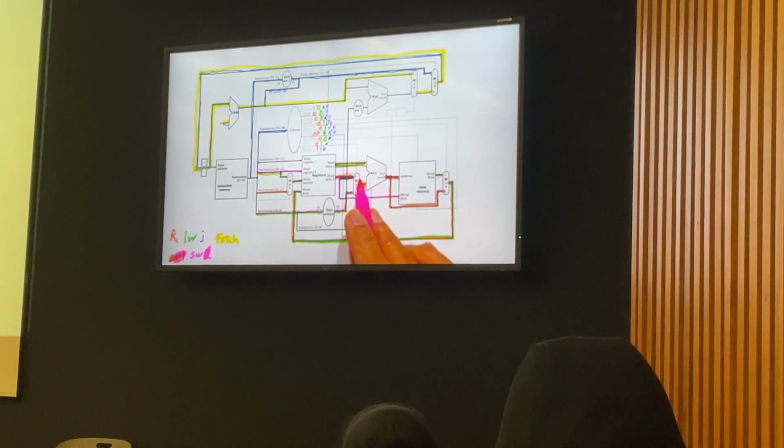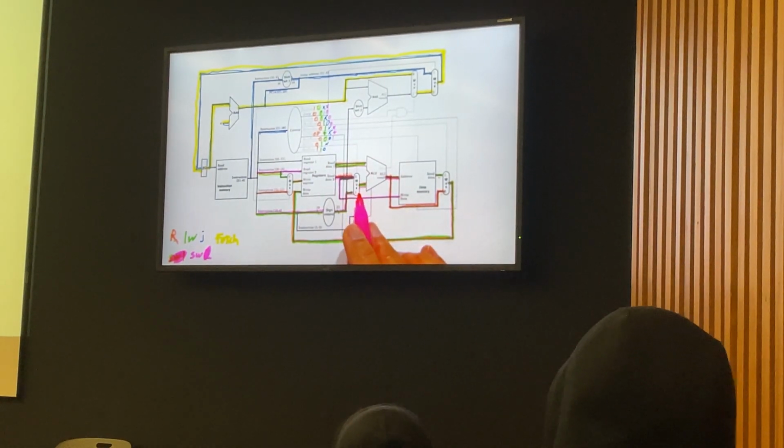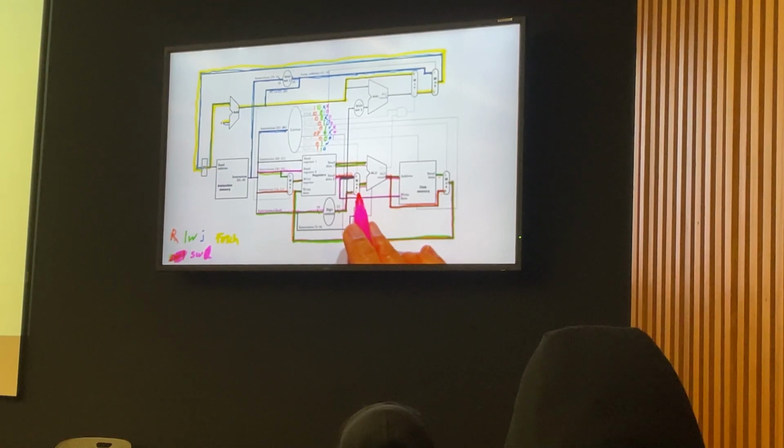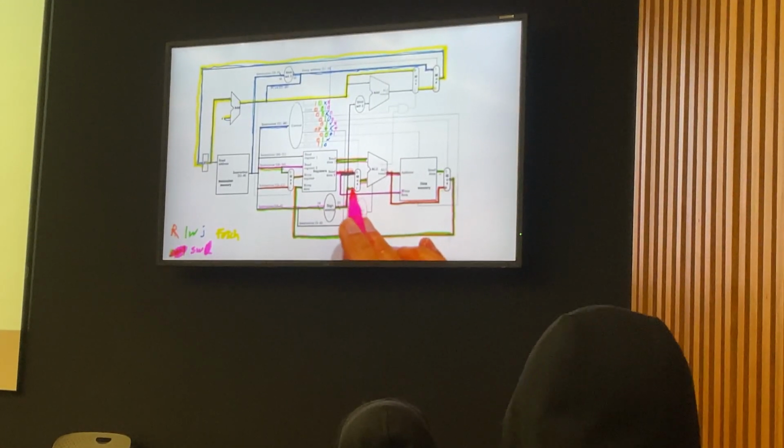ALUSrc. You're doing an add, so you want to get the source for that. Just looking at this, it's pink, so it's a 1.